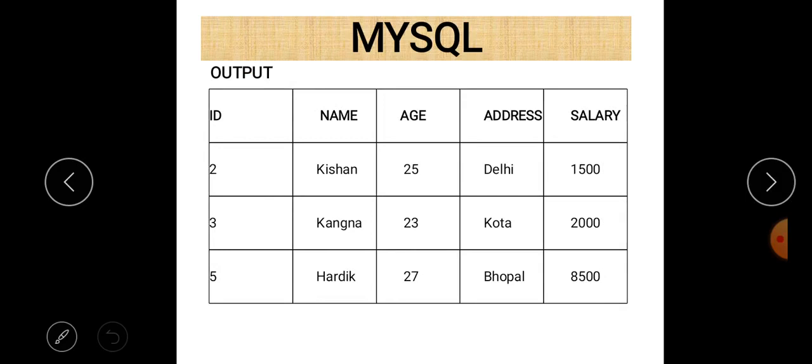Now this is the output. You can easily see on the screen that the data which belongs to Delhi, Kota or Bhopal is visible only, and the rest of the data is not visible.